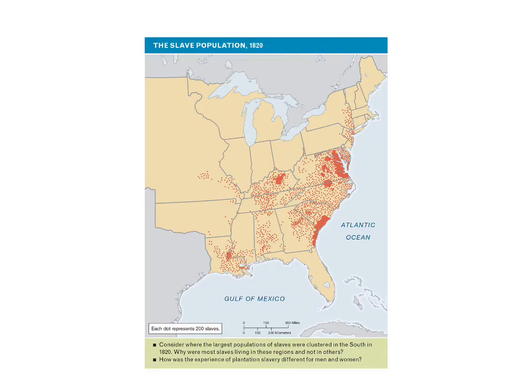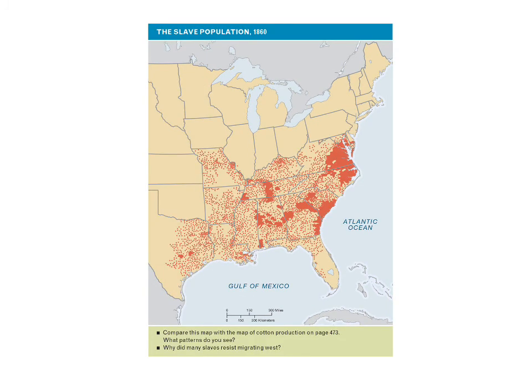Here we have the slave population in 1820. We saw a similar slide previously. Again, it's centered along the Atlantic Ocean. And by 1860, it spread out much, much more through the Cotton Belt.